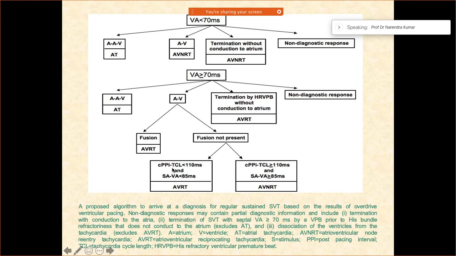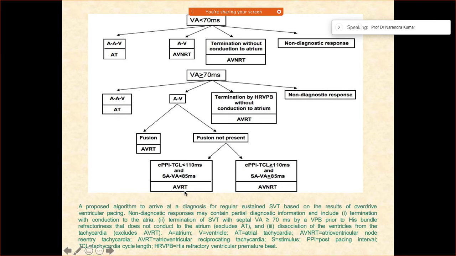The PPI minus tachycardia cycle length: if it is less than 110, AVRT, and if it is more than 110, AVNRT. This can be a little bit confusing, so what I used to recall was: more than 110 will be AVNRT, less than 110, AVRT. Smaller for smaller.